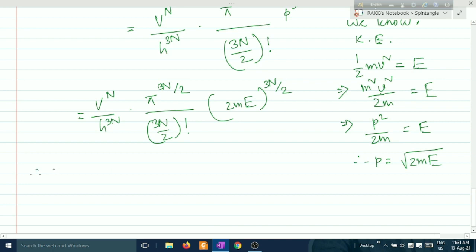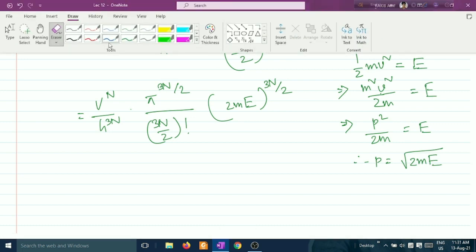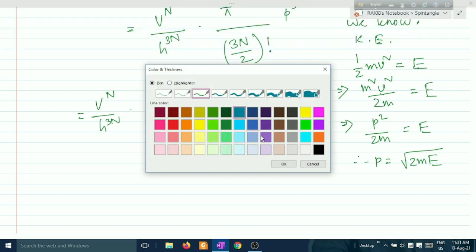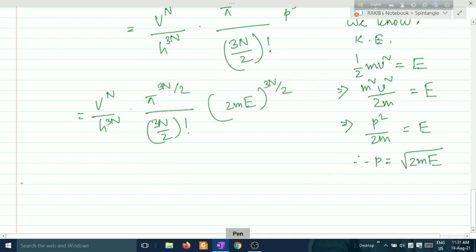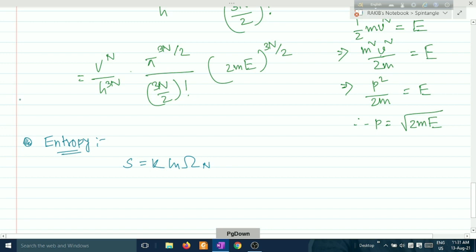Therefore entropy will be what? Now I am going to the formula of entropy. Entropy for n particles is given by S equals k ln omega n. Therefore put in the value of omega n, this is our omega n.